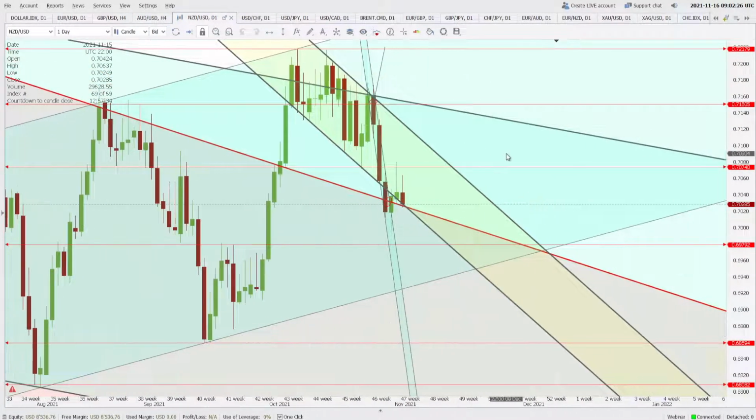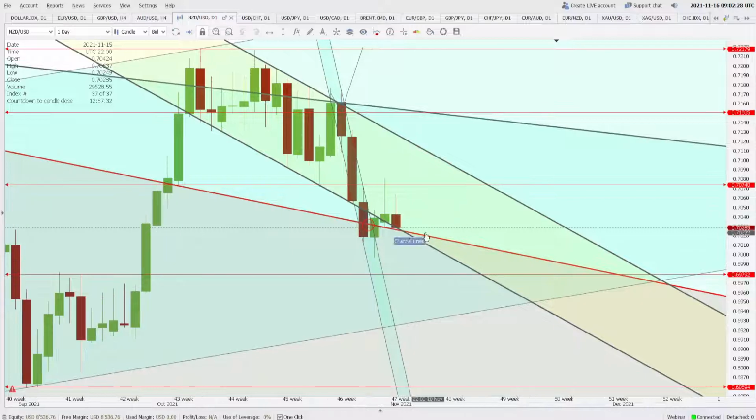Talking about the New Zealand dollar, it has met the resistance yesterday at the 0.7075 area, and now it is on the verge of breaking lower than yesterday's low. Actually, yesterday's low was 0.7029, and the price has already made an intraday low of 0.7024, which is 5 pips below yesterday's low, and is still trading lower. 0.7029 is the price where it is trading right now.